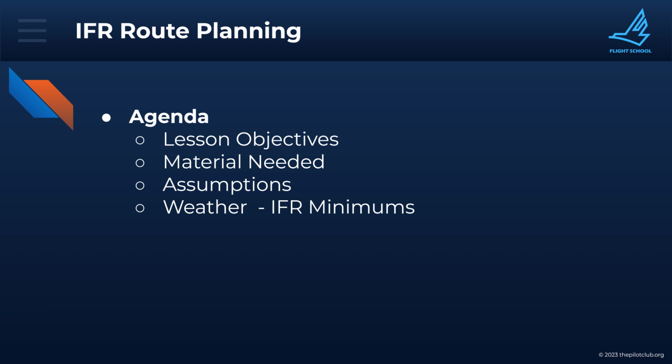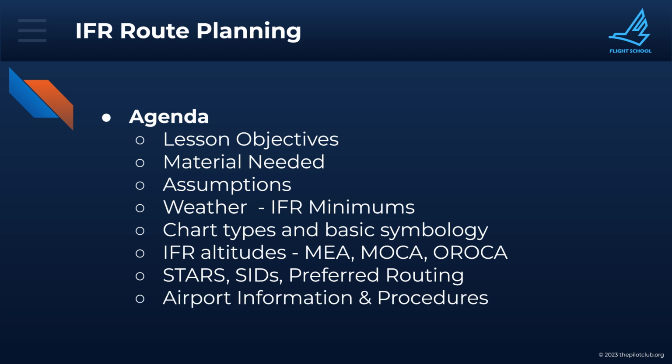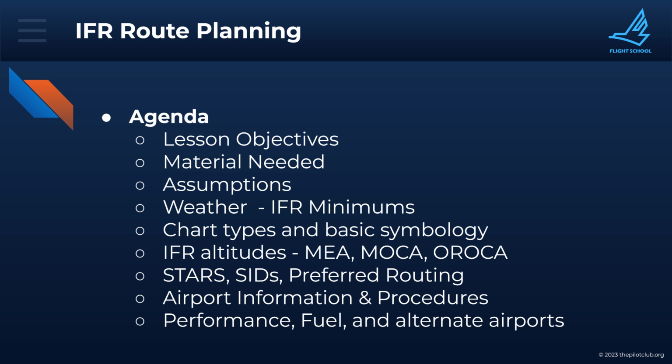We're going to talk about weather and IFR minimums, what kind of charts and basic symbology are on the charts, and some different IFR altitudes. So maybe, if you haven't heard these terms before, like MIA, MOCA, MORA, just to understand what they are and how that plays into your IFR route planning. What STARs, SIDs, and preferred routing are, some airport information and procedures, and then also some notes about performance, fuel, and choosing an alternate airport.